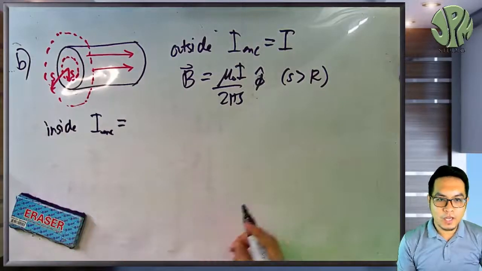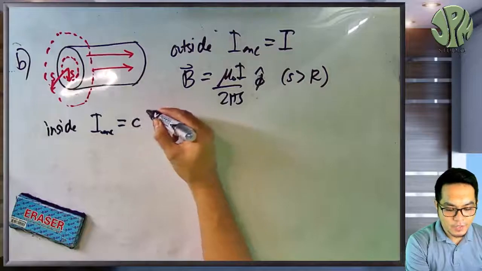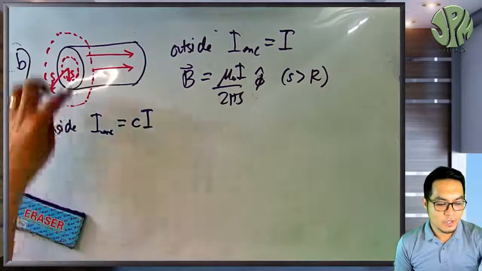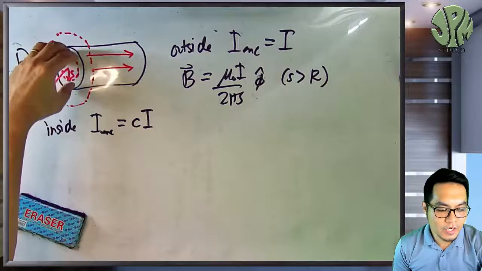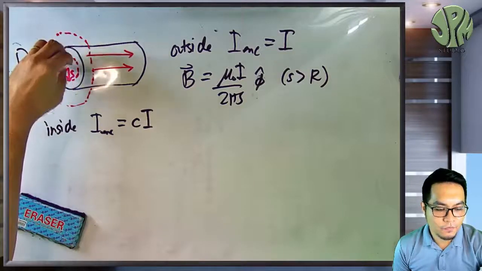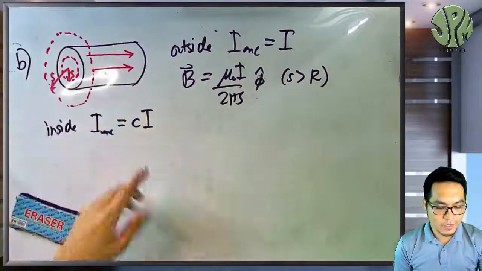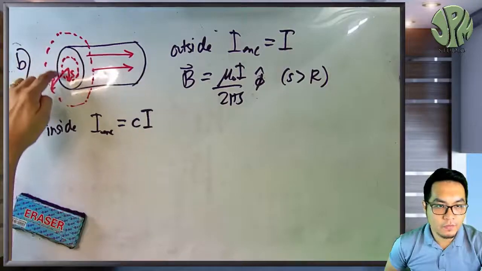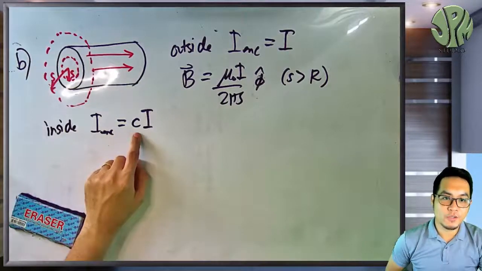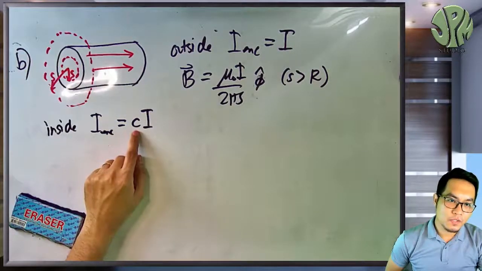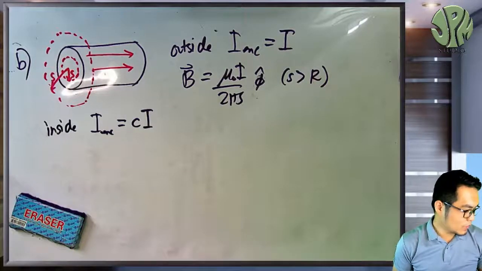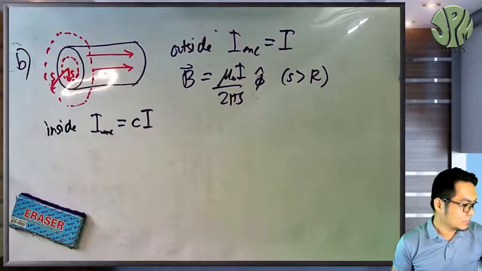It's not the total I, but say some fraction C of I. It's just a fraction of the total current. So the total current, you will get the total current if you take the whole volume. But since you are only taking a small part of the volume, it's just a fraction. So all we need to do is to solve for this fraction C. So how do we do that?